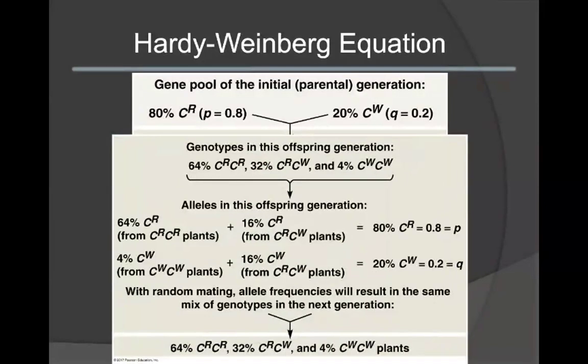If we take a look at the genotypes in our offspring, we would have 64% being CR-CR, 32% being CR-CW, and 4% being CW-CW. If we take a look at the probability of our alleles in this offspring generation, we would see that 64% have CR, as well as 16%, or half of our heterozygotes, have the P allele. That would mean 64% plus 16%, which would equal 80%.